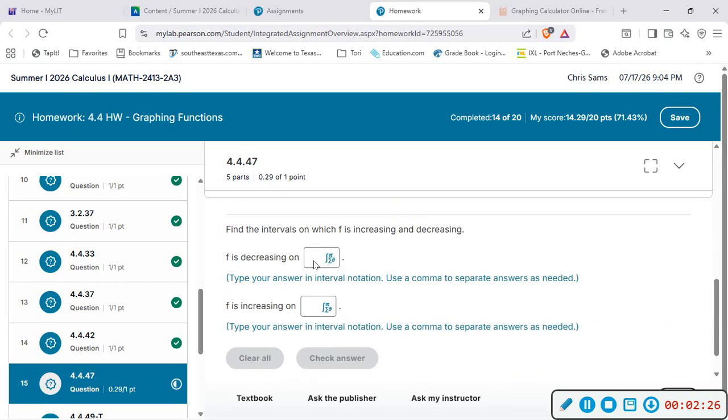So decreasing from 0 to 1 and also decreasing from 3 to 4. And then it was increasing, or positive, from 1 to 3.